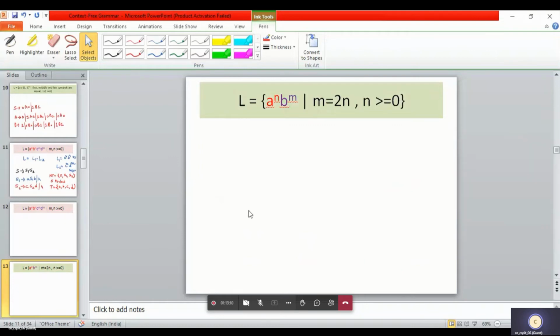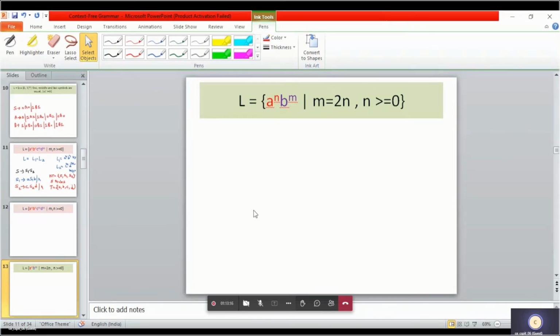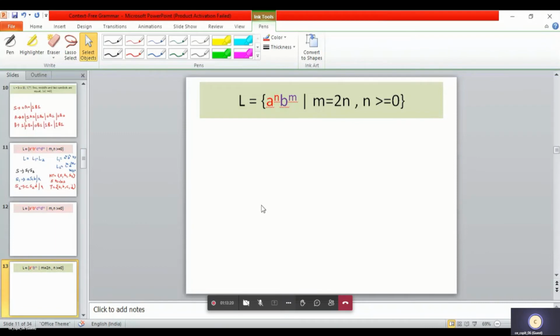A raised to N, B raised to M, and M equal to 2N. We have another interesting example here. So now let us analyze this pattern first. When N equal to 0, M will also be 0. So we are getting A raised to 0, B raised to 0, that is null.